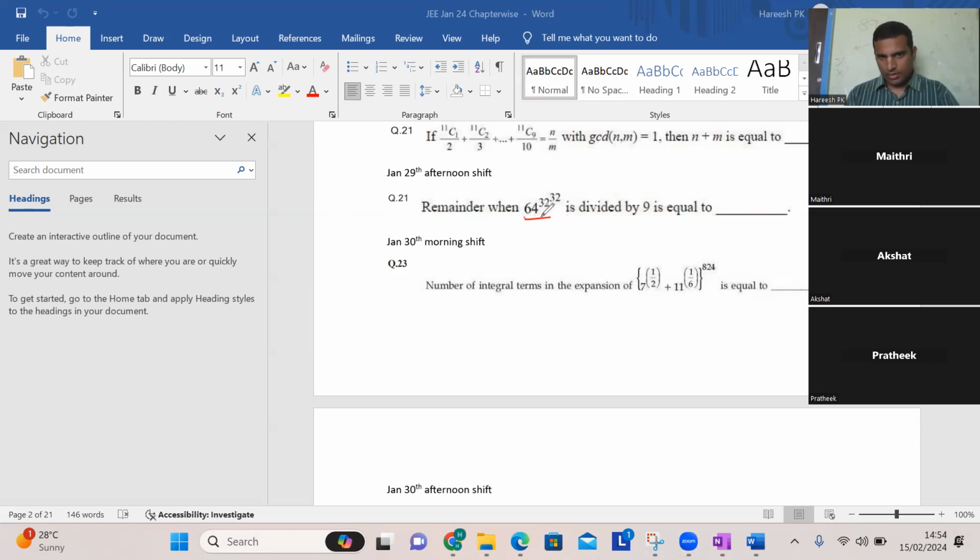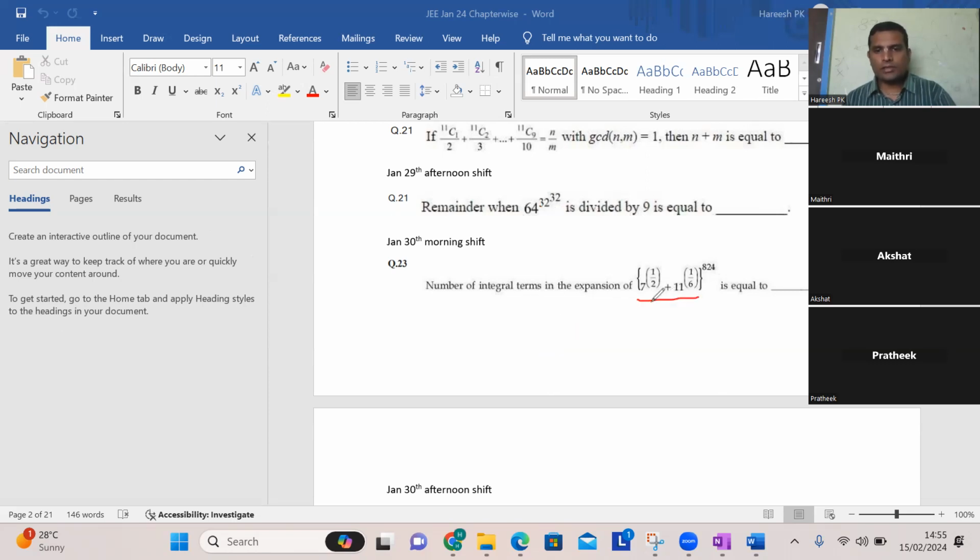This question, all you need to write is write 64 as 63 plus 1. So now when you raise this to any power, every term will be multiple of 9 except 1, right? So the answer, remainder is simply 1. Because 32 power 32 is some other number, I'll call it as k. But when I expand binomially, all terms will have 63 power k except the last term. So the remainder is 1.